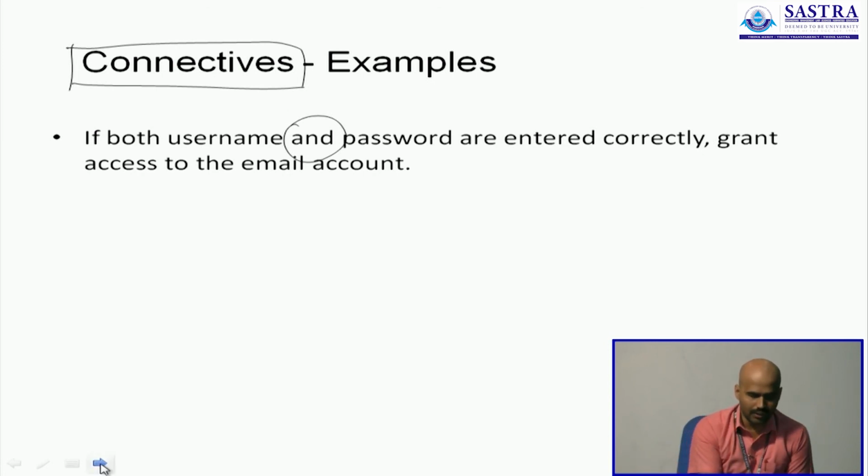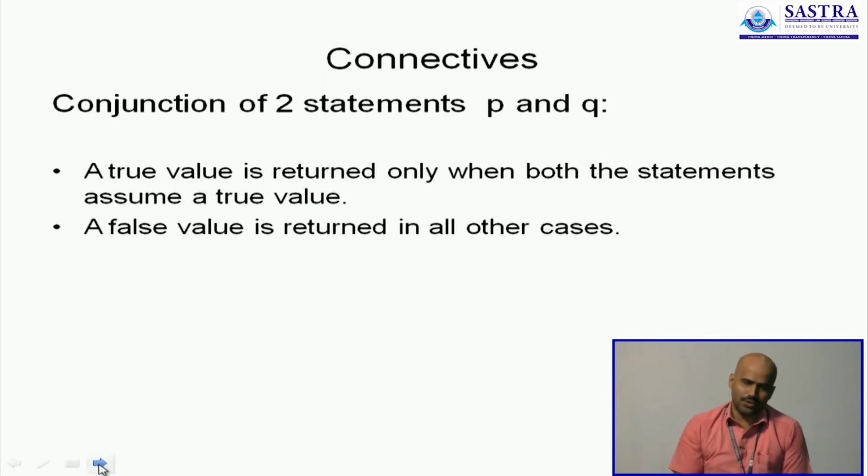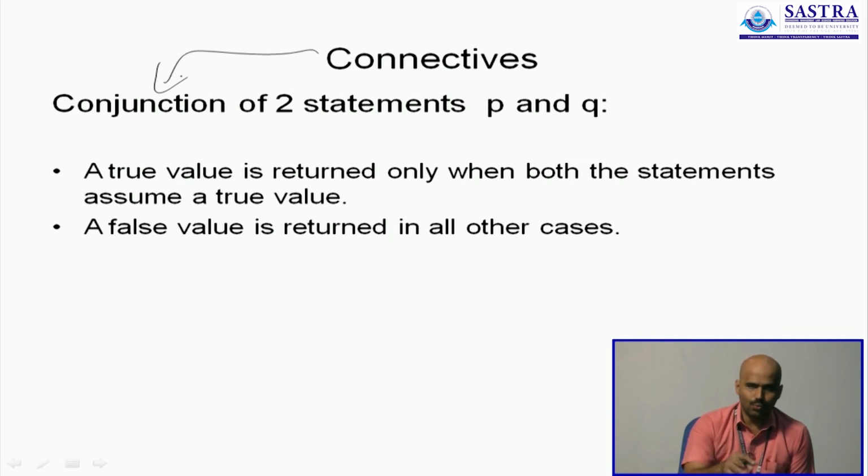And how does a connective work? We have the formal definition on your screens now. The conjunction, that is the connective used in this case. The conjunction of two statements P and Q is a connective between the two statements, and it's another statement whose truth value is defined only in some cases, not all. The formal definition explains this. Look out for it on your screens. A true value is returned only when both statements assume a true value.